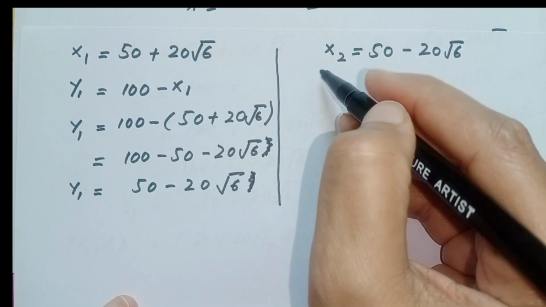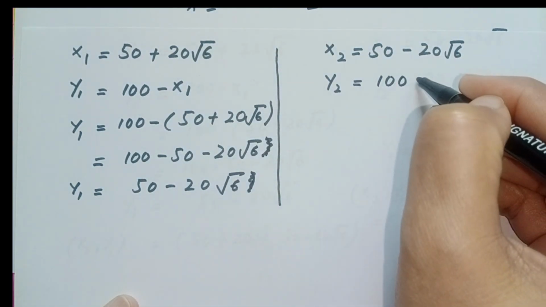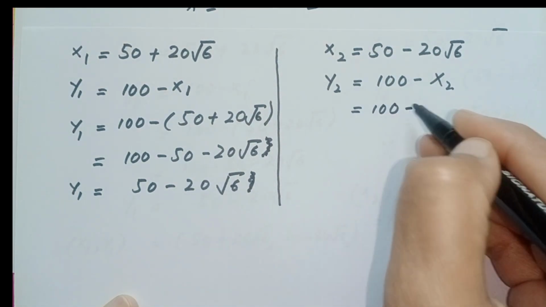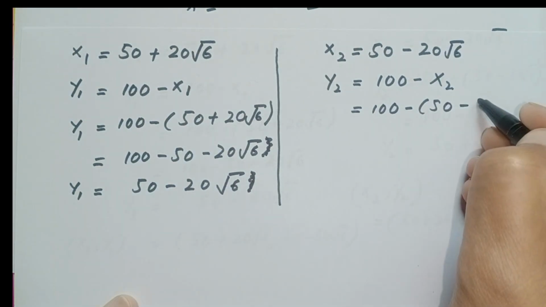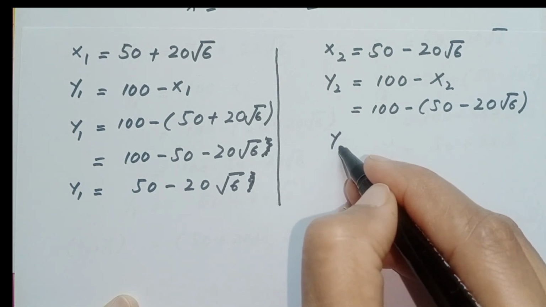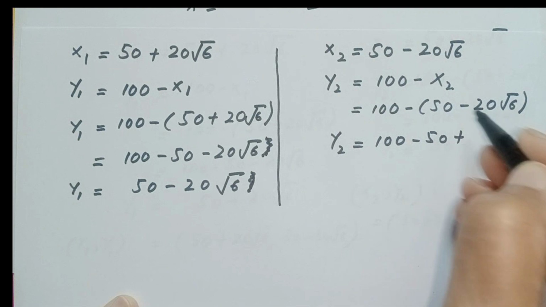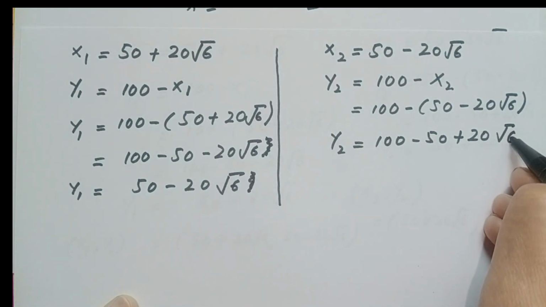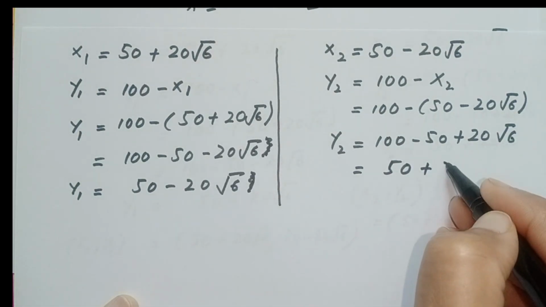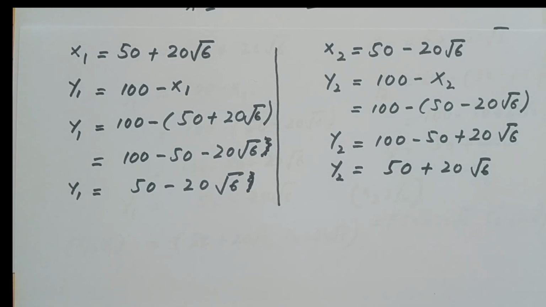So for the other case, we have y2 is equal to 100 minus x2. So here we have 100 minus, plug in the value of x2, 50 minus 20 times square root 6. So here we will write y2 is equal to 100 minus 50 minus minus will give plus 20 times square root 6. So y2 is equal to 100 minus 50 will give 50 plus 20 times square root 6. So we have y1 and y2.